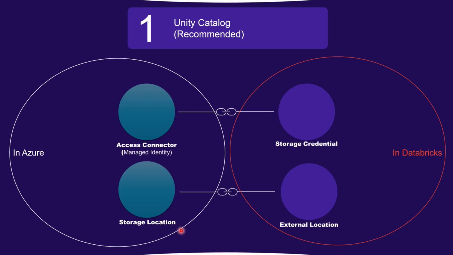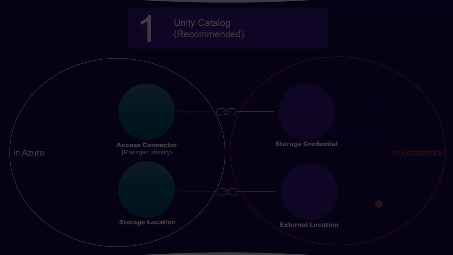To solve this, Databricks provides two equivalents. The first is the storage credential, which represents the access connector within Databricks. The second is the external location, which maps to the storage location. Both of these are fully governed and securable within Databricks and Unity Catalog. This setup enables centralized governance and seamless access control management through Unity Catalog. Let's go ahead and set all these up practically.